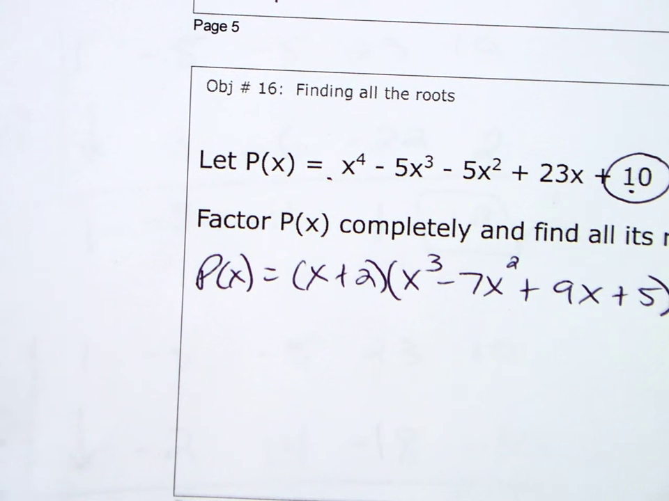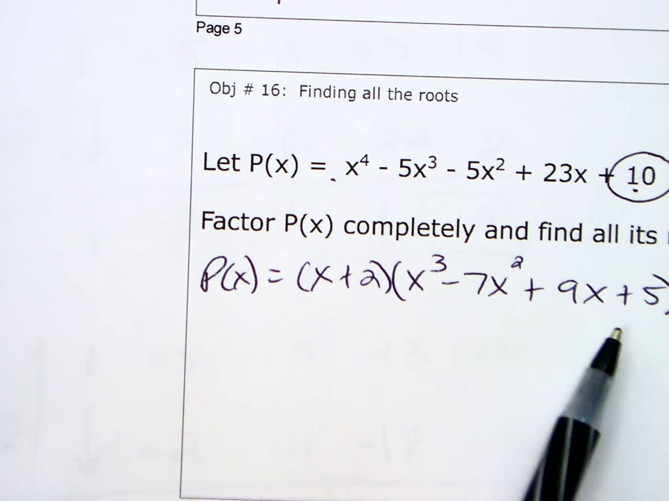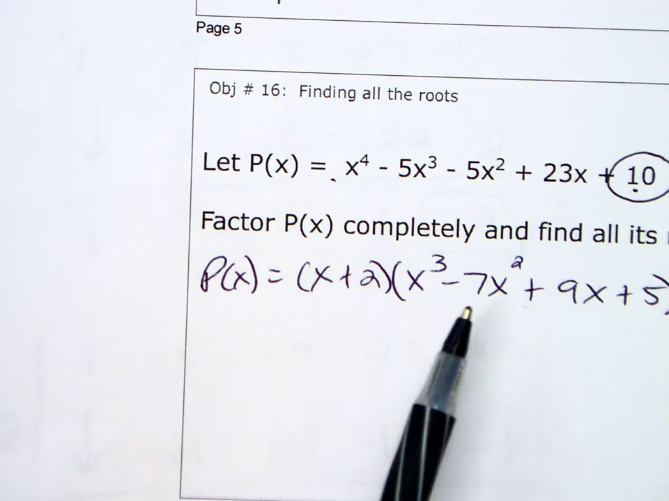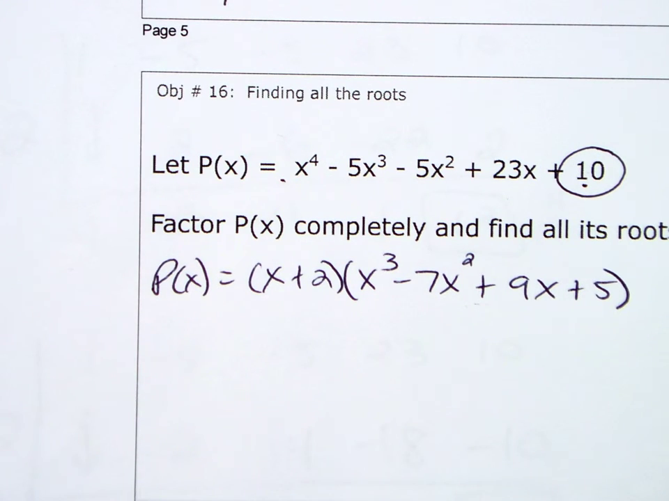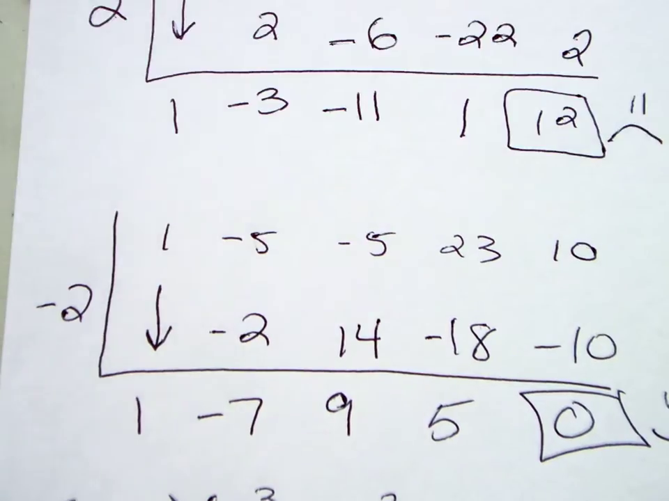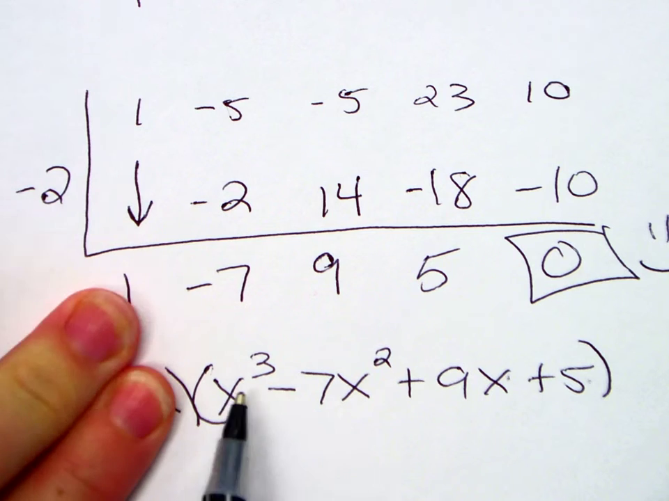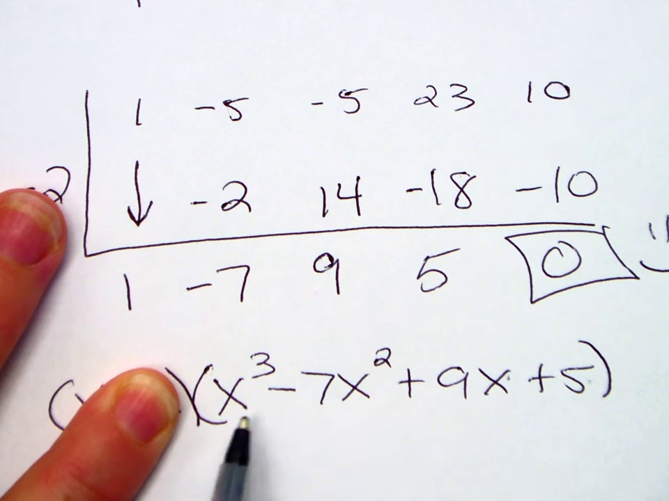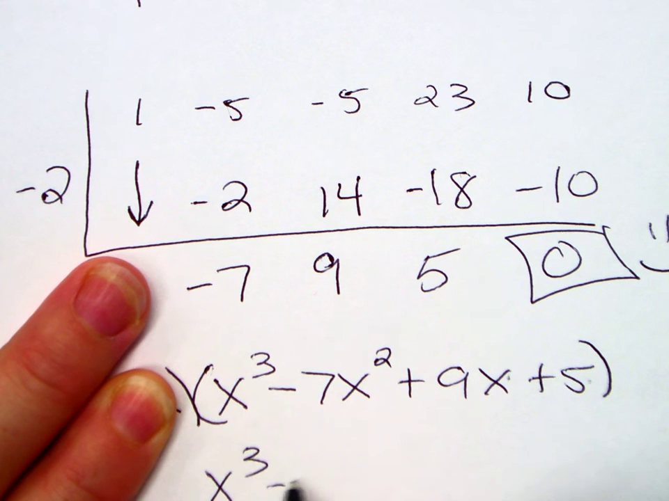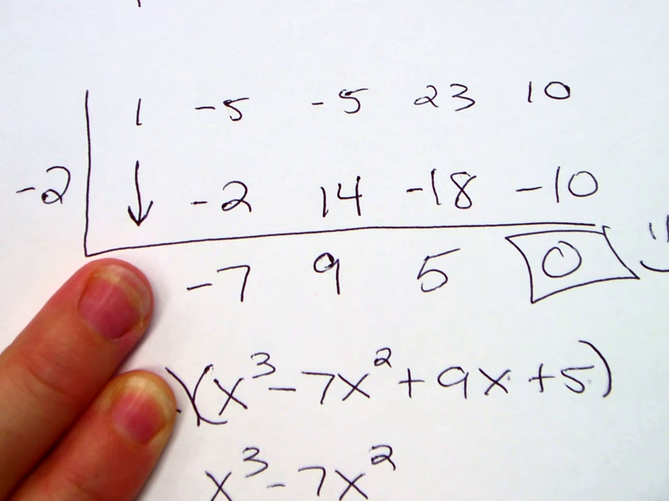Okay, so now can we factor this? Do we know how to factor stuff that looks like this? That's the question. We could do grouping. So let's try grouping, see if it works. Look at this problem. Ignore the x plus 2. I want to try to factor it because I do have a method for factoring this. So x cubed minus 7x squared. Can you factor that? GCF, x squared, x minus 7.